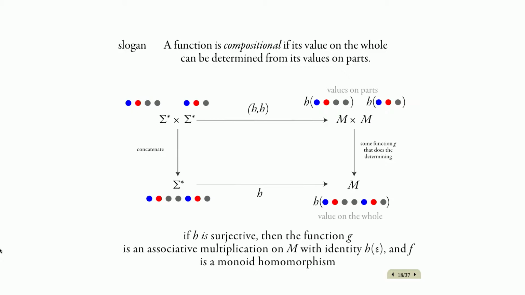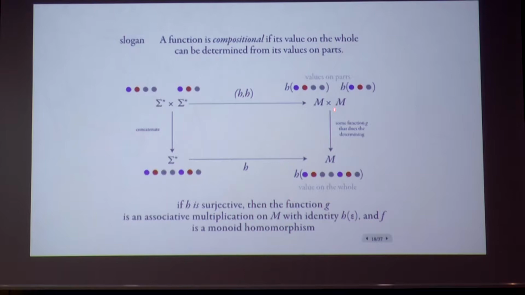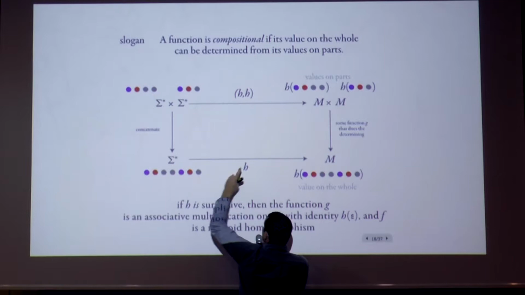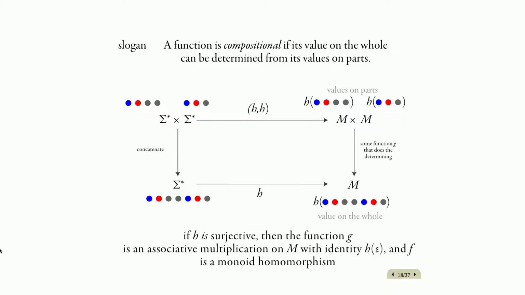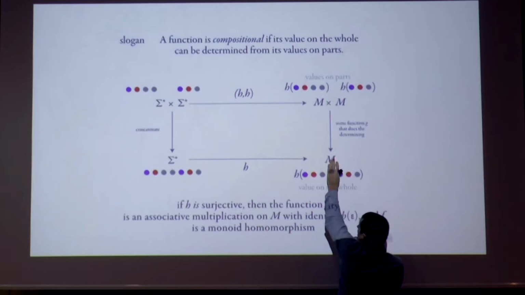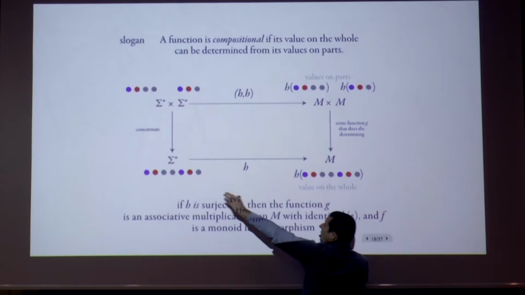What the lemma says more precisely: if this compositional function is surjective, then this function which does the determining has the appropriate type to be multiplication in a monoid. It takes two elements, and it is actually going to be associative, and therefore it will turn M into a monoid, and furthermore, H will be a monoid homomorphism. One way to talk about monoid homomorphisms is to give a monoid, prove that it's associative, and prove that H is a homomorphism. But another way, which is much more convenient in my opinion, is to just give a set, not the multiplication operation on it, give a function which maps words to the set, and just show that it is compositional in this sense.